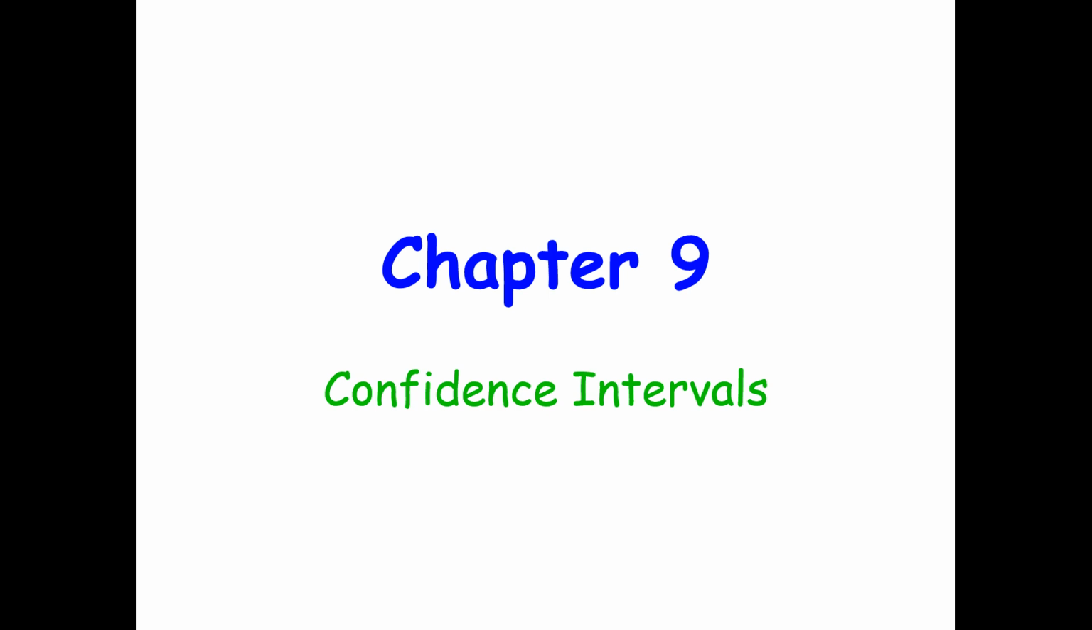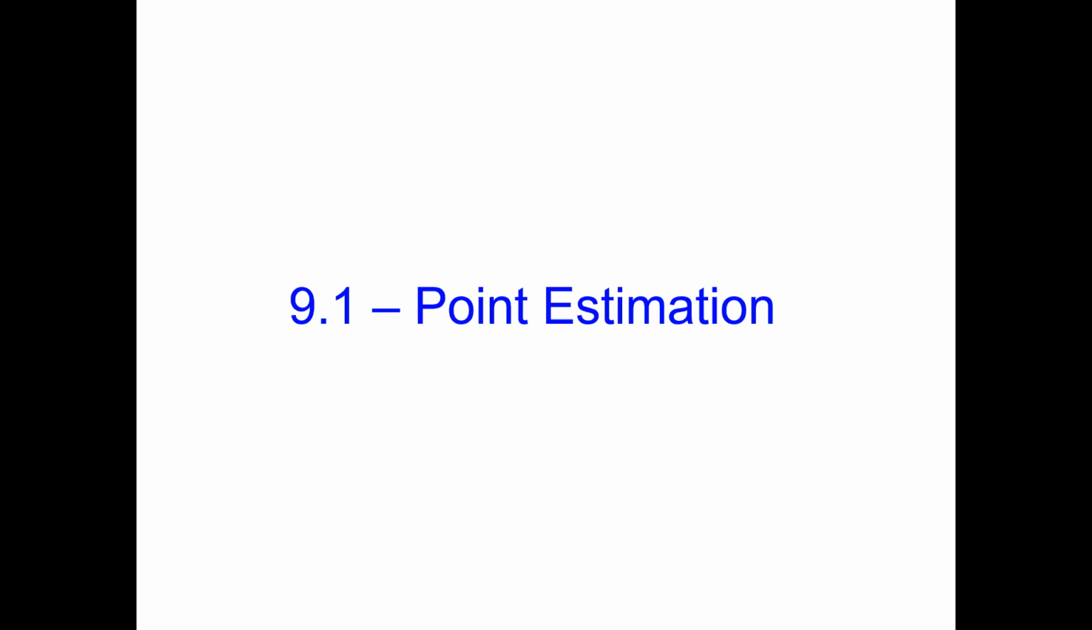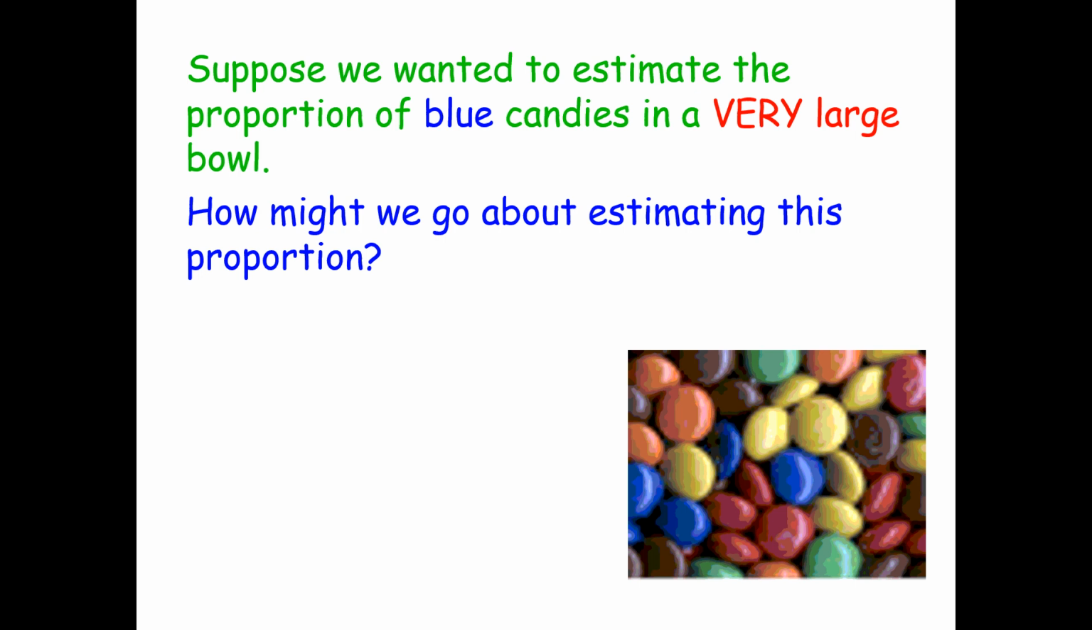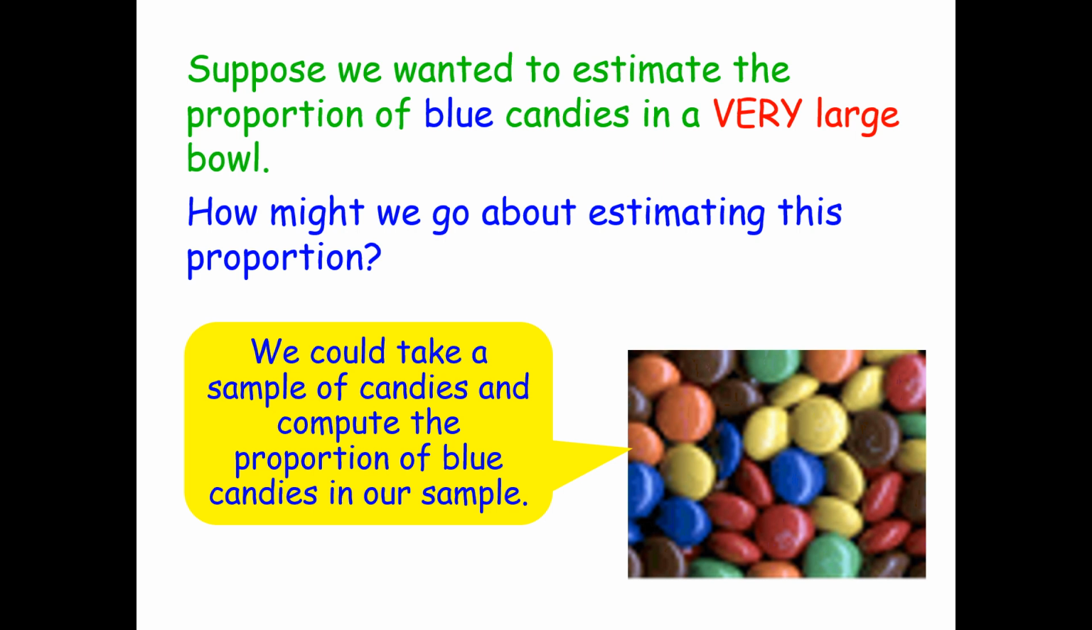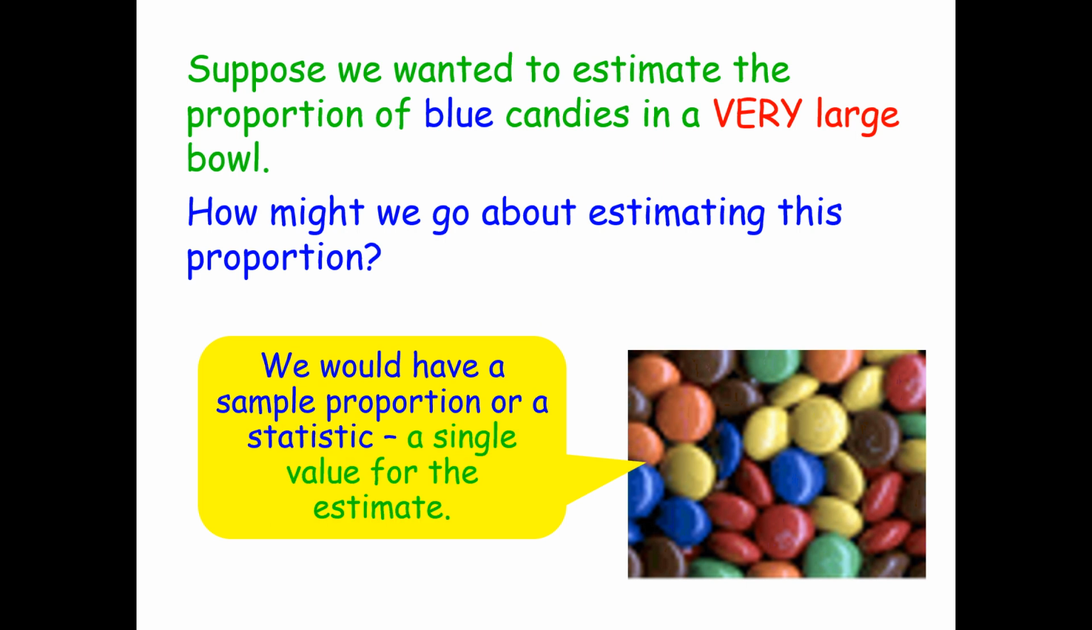In this video, we're going to be talking about confidence intervals, specifically about point estimation. Now, suppose we wanted to estimate the proportion of blue candies in a very large bowl. How might we go about estimating this proportion? We could take a sample of candies and compute the proportion of blue candies in our sample. We would have a sample proportion or a statistic, a single value for the estimate.